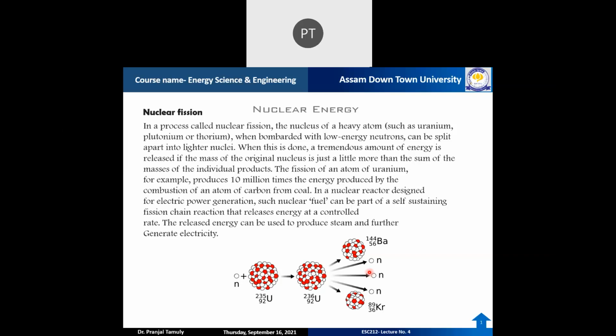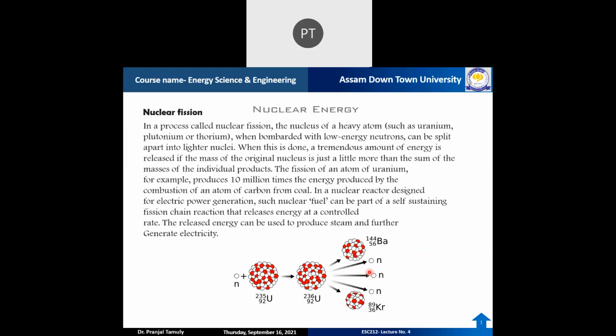But in the case of nuclear bombs, it is an uncontrolled reaction. Because of this, at a very small instant of time, a huge amount of energy is released. But in the nuclear reactors that we use, we only allow a small number of neutrons to go through in the process to produce nuclear energy.